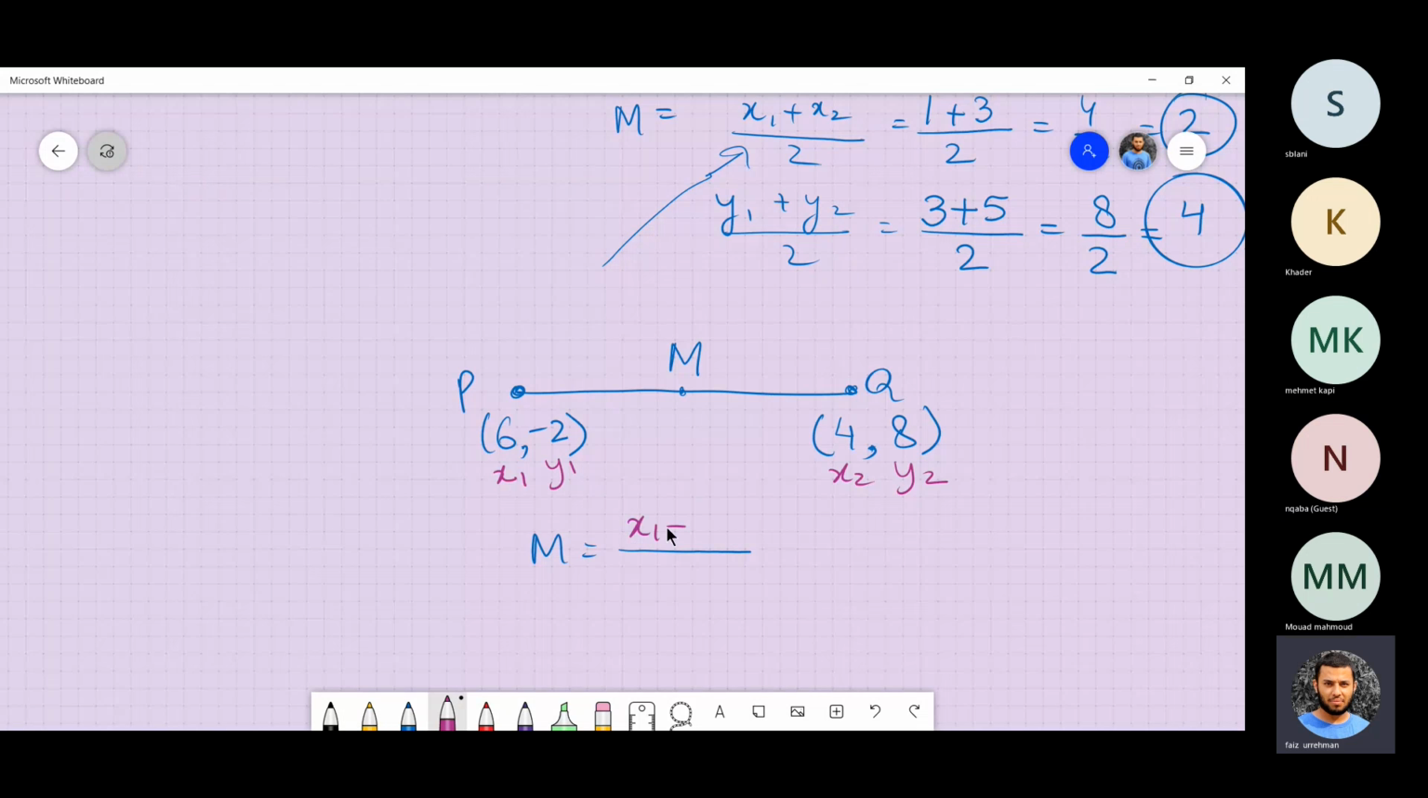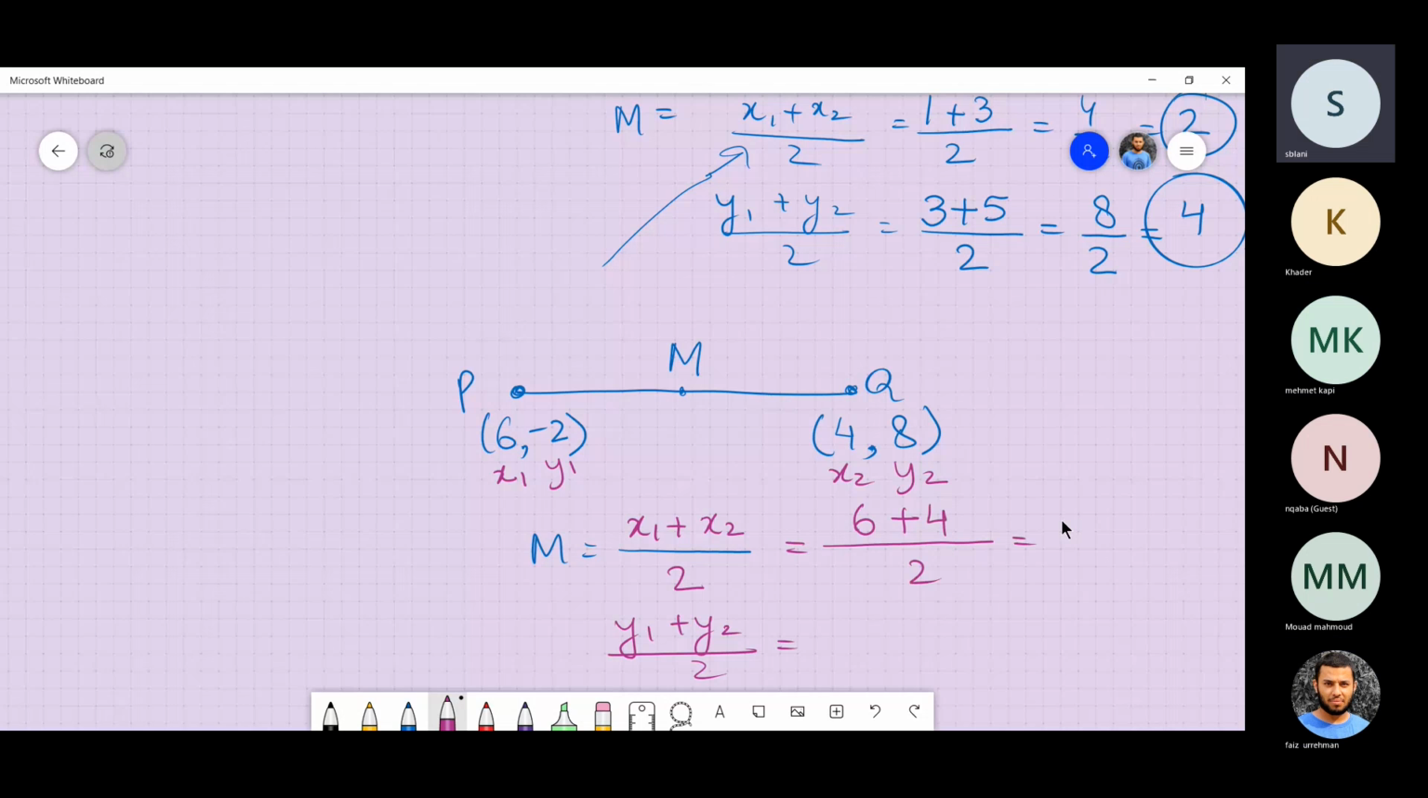X1 plus x2, not y1. X1 plus x2 upon 2 and y1 plus y2 upon 2. So what is x1? 6. Plus what is x2? 4, upon 2. What will be the overall answer? 5, because 6 plus 4 is 10, and upon 2 will give me 5.